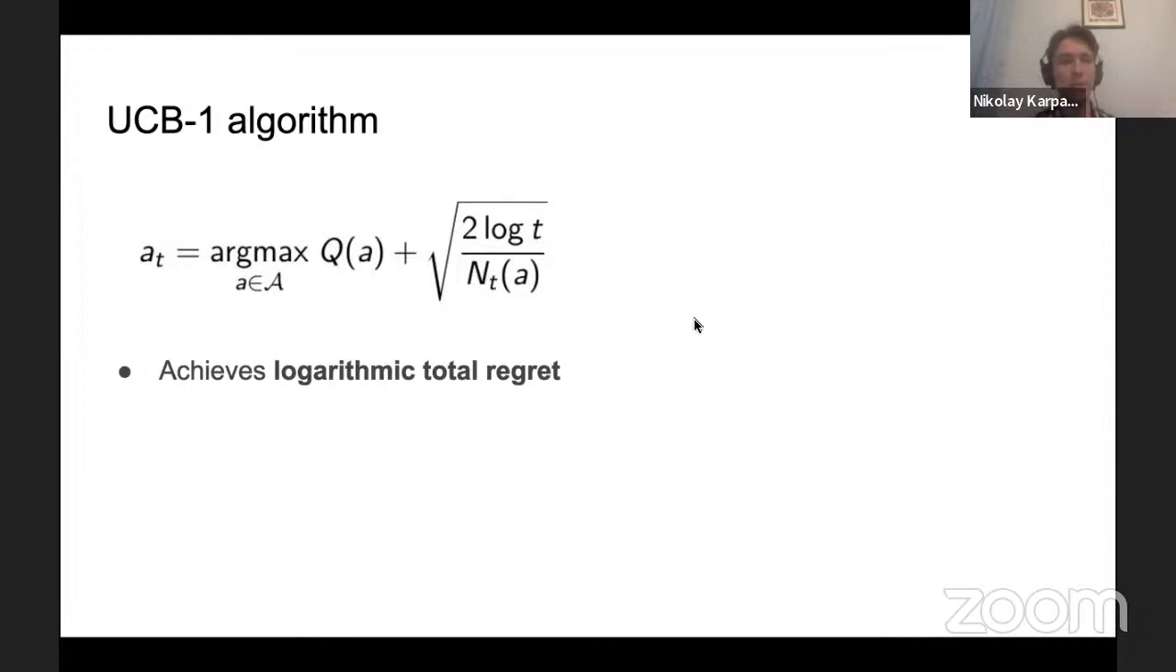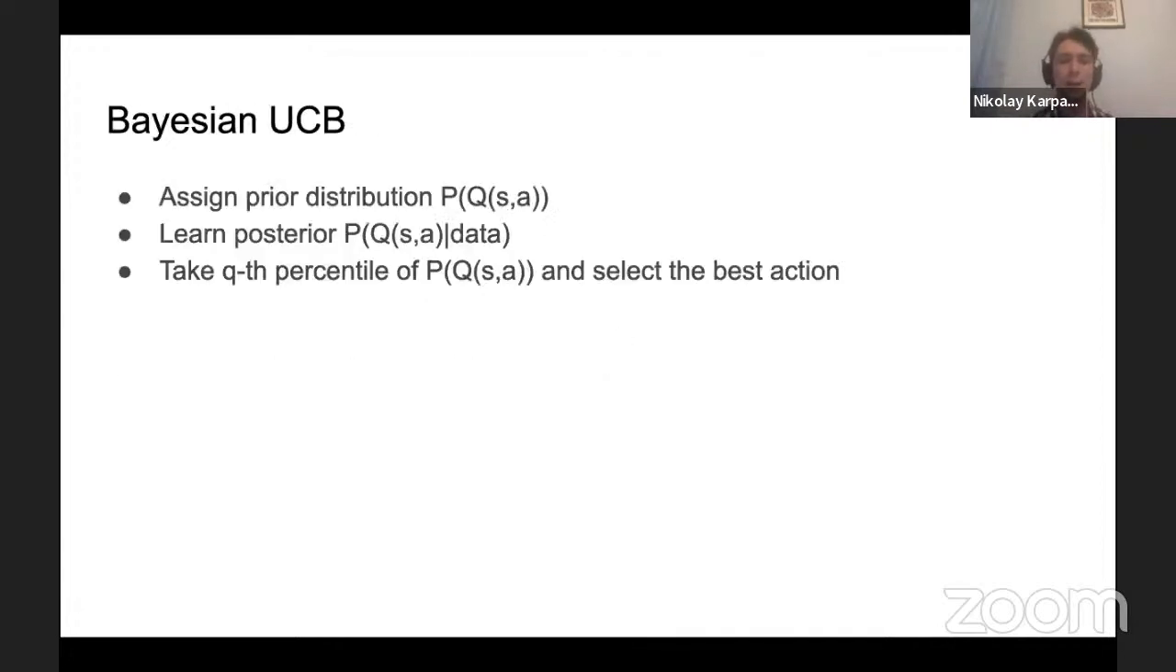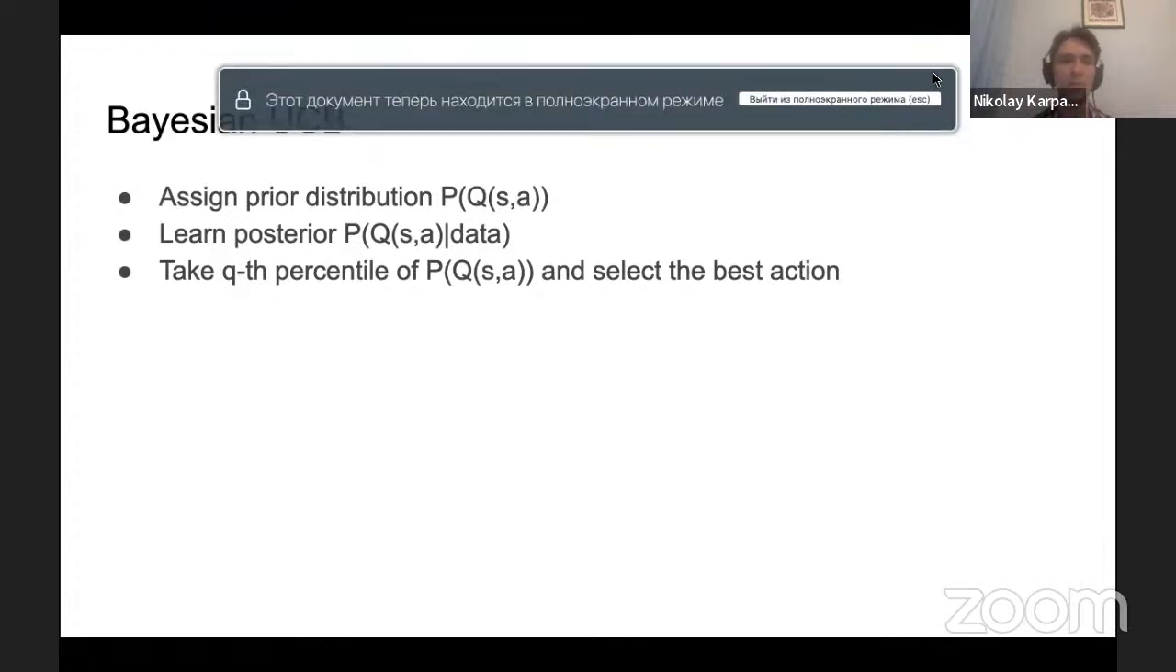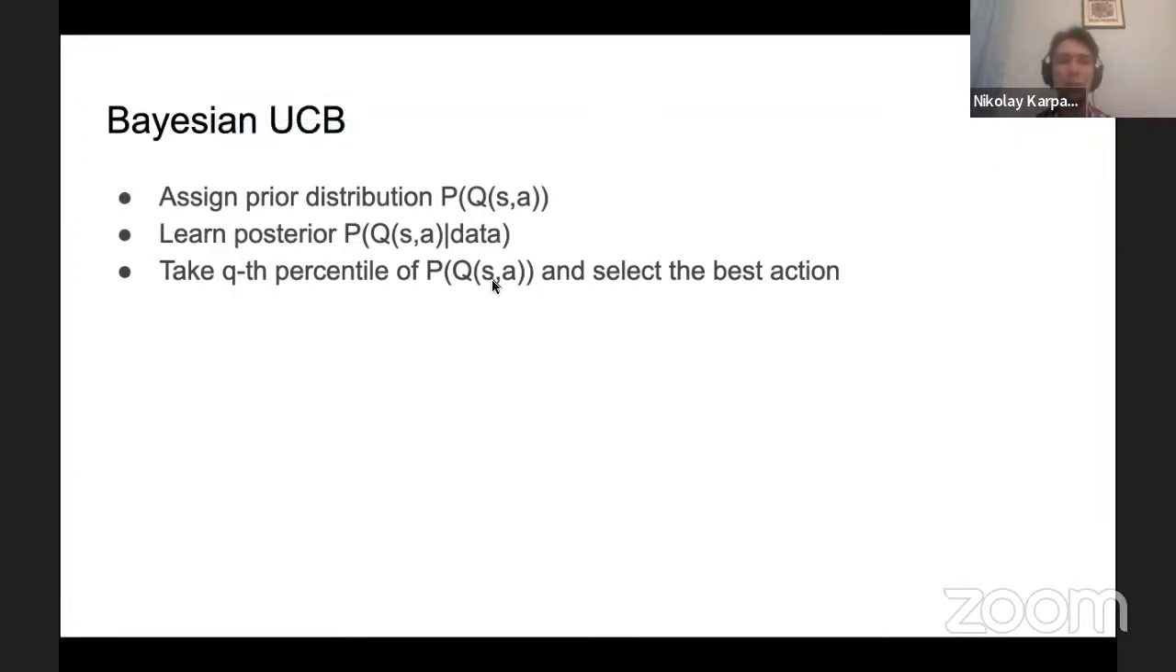So UCB1 achieves logarithmic total regret, which is fine. And let's discuss a slight extension of upper confidence bounds, which is called Bayesian upper confidence bounds. As you had the statistics course, you probably know about the Bayesian approach in statistics. And this approach can also be applied here in exploration in reinforcement learning.